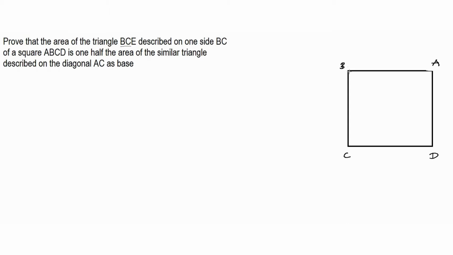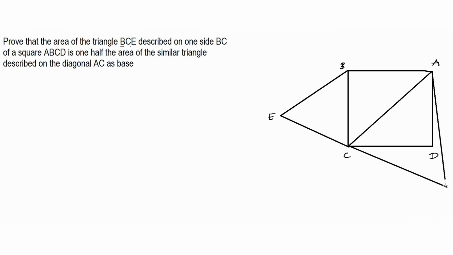So there is a triangle which is described on BC as the base. There is a triangle BCE. So this is triangle BCE. And there is another similar triangle which is described with AC as its base. So I can draw AC. AC is now going to be the base. And I'm going to draw a triangle which is similar to the given triangle. Okay. So triangle ACF, let us name this particular point as F.